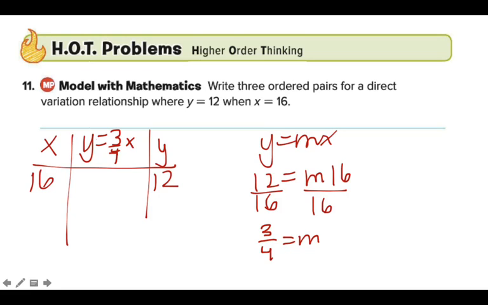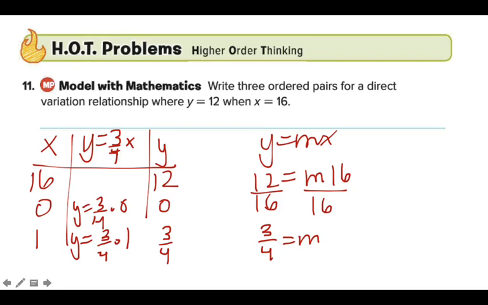So now I can pick whatever I want. I can pick x is 0. Okay. Y equals 3/4 times 0. 0. X is 1. Y equals 3/4 times 1. I get 3/4. Okay, so I have an ordered pair of 0, 0. I have an ordered pair of 1 and 3/4. Now you come up with the last ordered pair based on the same type of work.